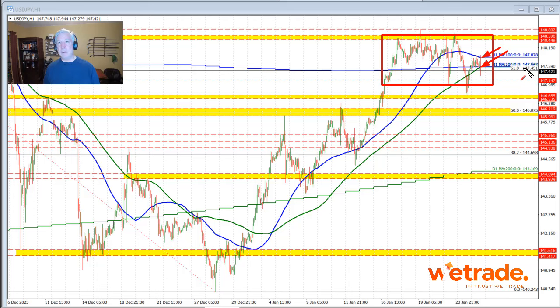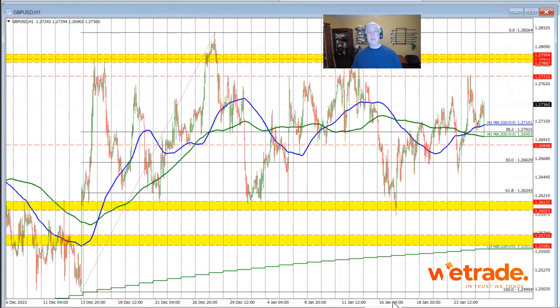If we stay below that level, we look toward the 147 level, that's around this level right through here, and then we'll look down toward this swing area here, where it goes back in time through here and here and here, but those levels come at 146.53 to 146.65.